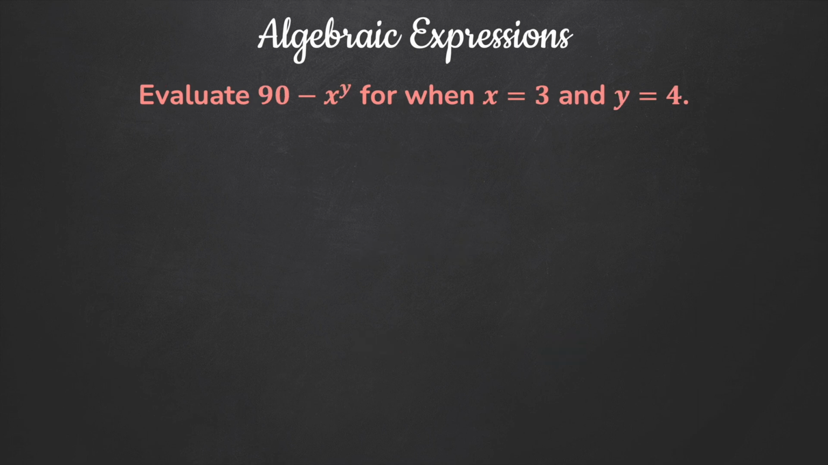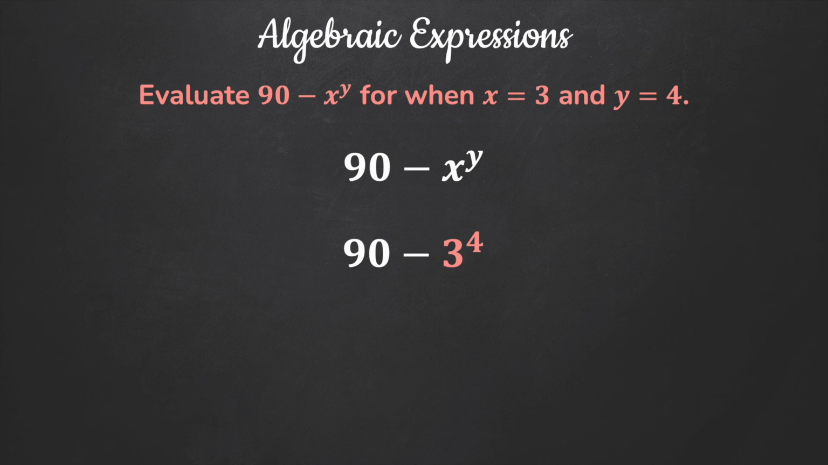In our final example, we have evaluate 90 minus x to the power of y for when x is equal to 3 and y is equal to 4. In our expression, we have both subtraction and an exponent. And the first thing we want to do is substitute our variables for their known values. So we're going to substitute x for 3 and y for 4.